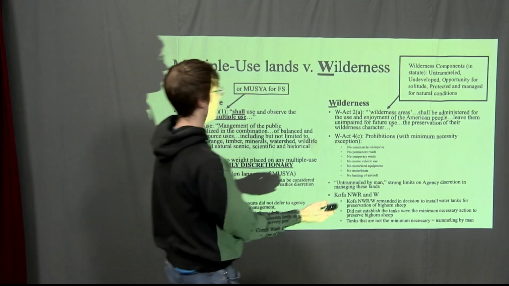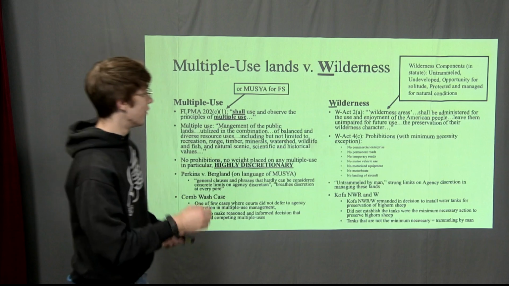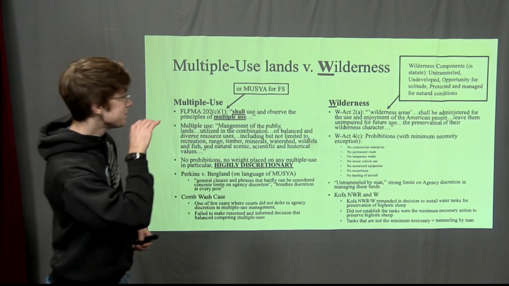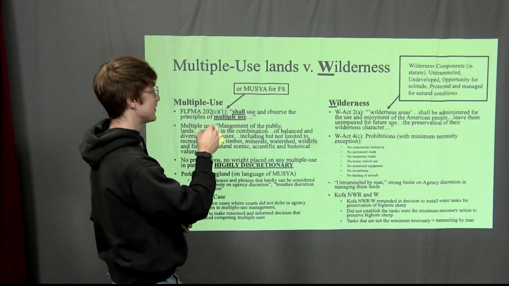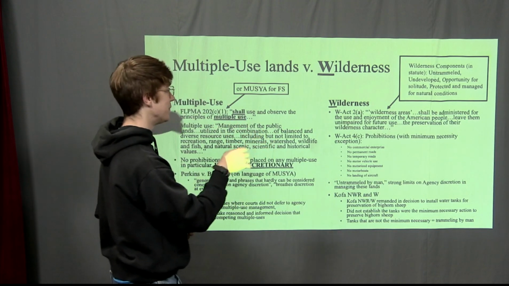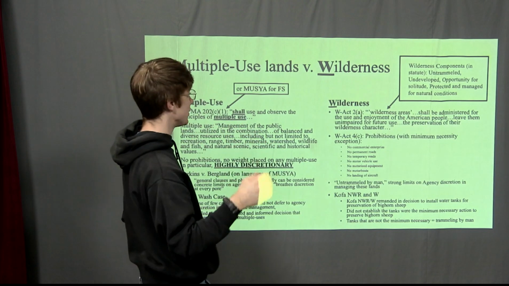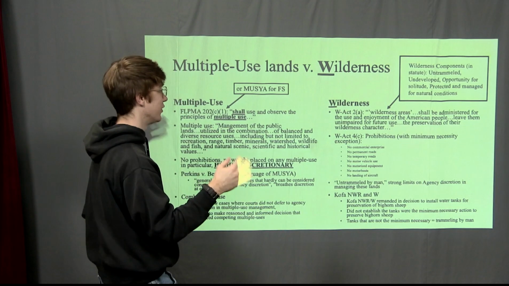So we're going to slide over to the Wilderness Act now. Okay, so the Wilderness Act states that these wilderness areas shall be administered for the use and enjoyment of the American people, leave them unimpaired for future use, and for the preservation of their wilderness character.